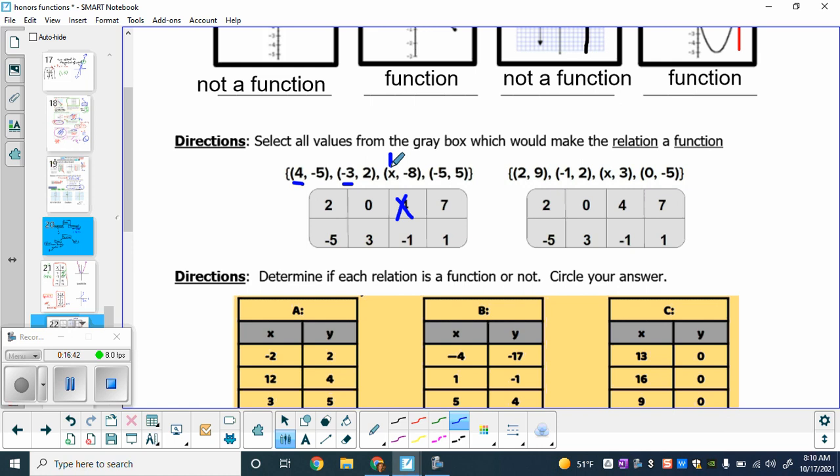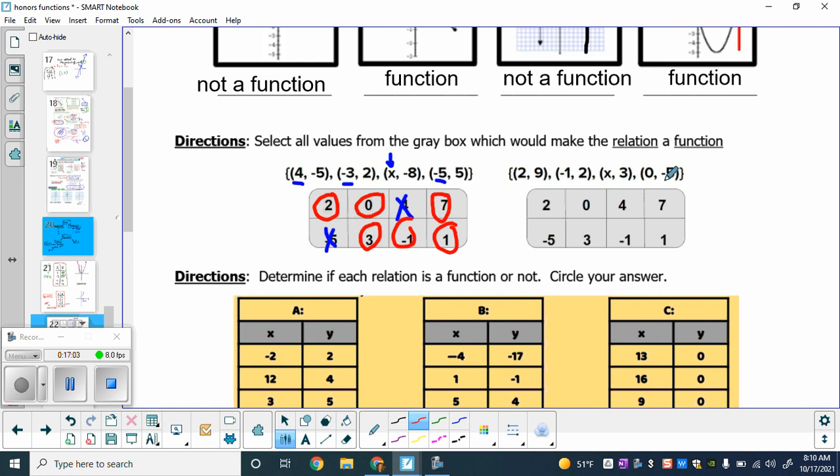I'm trying to figure out what this could be. If I already have a -5, it can't be this. So this number right here, it could be a 2, and none of my x's would repeat. It could be a 0, and none of my x's would repeat. It could be any of these, and none of my x's would repeat.